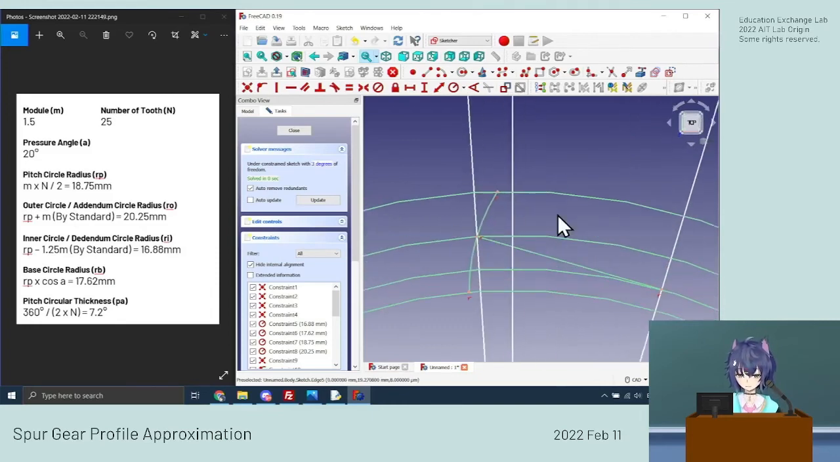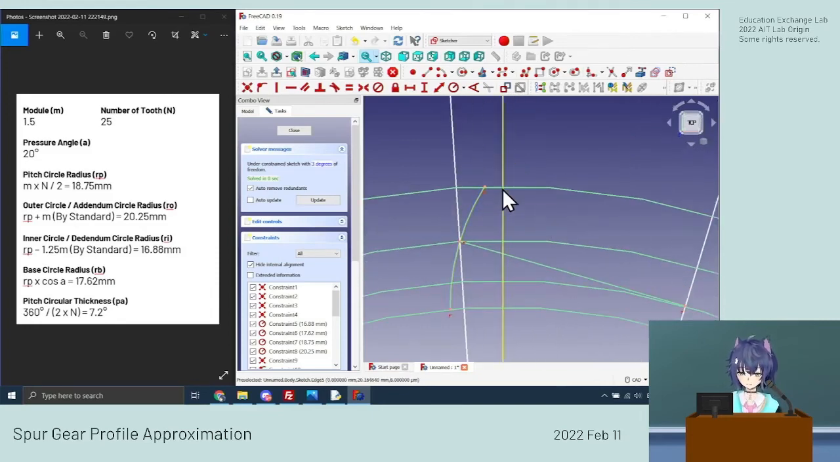And this is half of our profile done. To get the other half, we could just mirror it along the vertical line like this. Okay, so let's constrain it. Put this on the line and put this on the line. These two should be equal, and this should be symmetric.